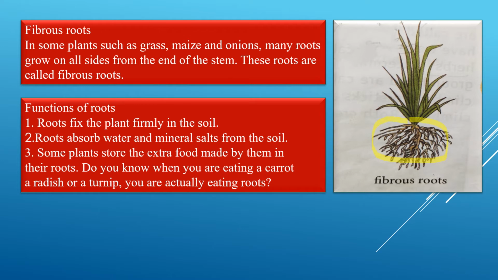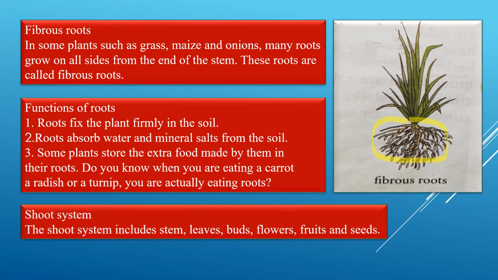Some plants store the extra food made by them in their roots. So some of those plants we also eat. Some plants store their food in roots. Do you know, when you are eating a carrot or a radish or a turnip, you are actually eating roots. So carrot, radish and turnips are all roots.